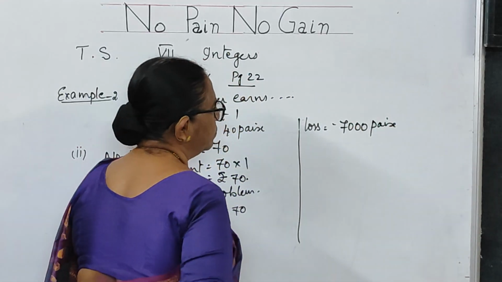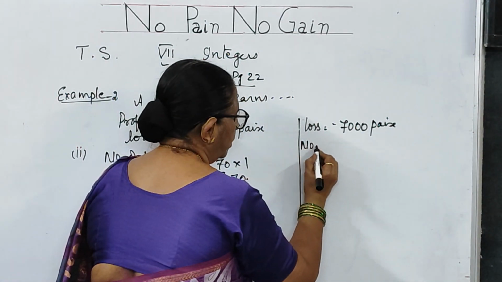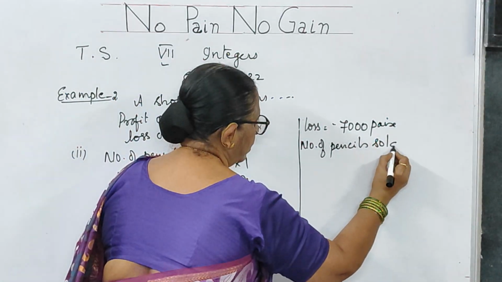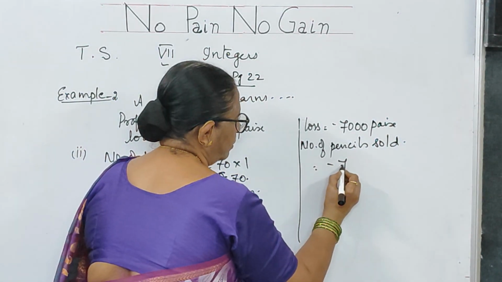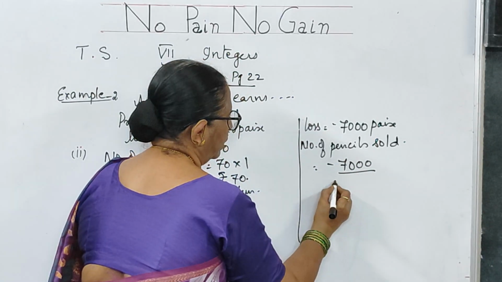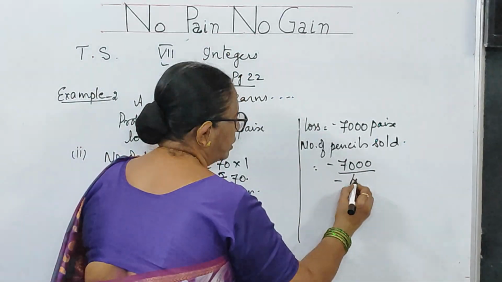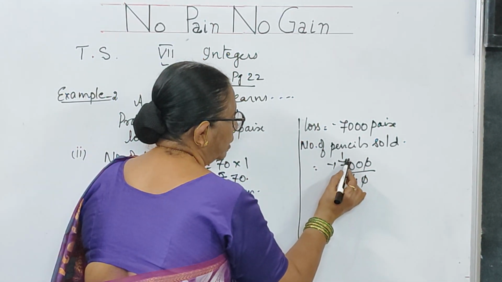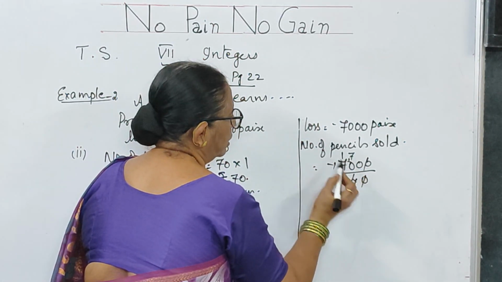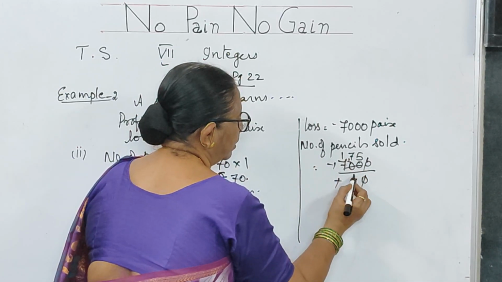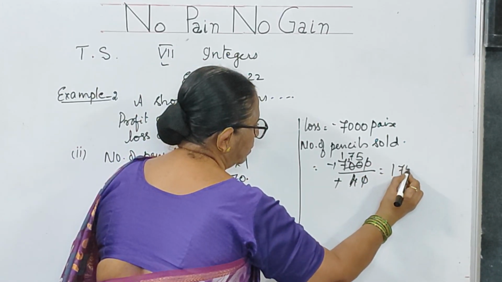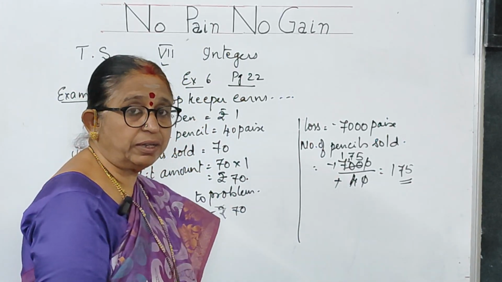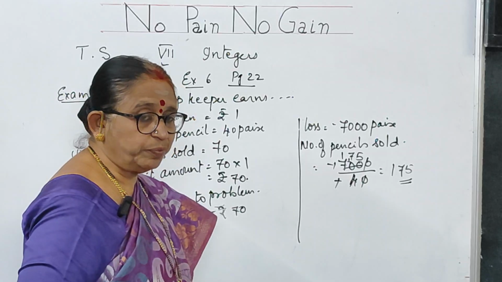Then number of pencils sold, how will you get, children? Minus 7000 by minus 40. So these two will get cancelled. 4 1s are 4 and 3. 4 7s are 28. 4 5s are 20. So how much, children? 175 pencils she has sold for the purpose of getting a no loss, no profit business.